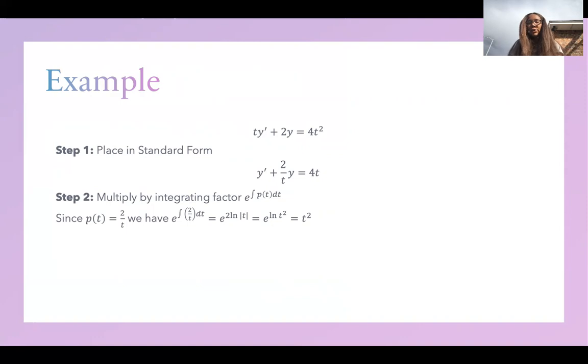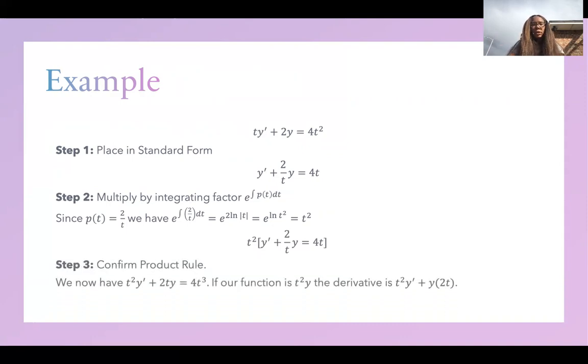And so that's our integrating factor that we're going to multiply everything by. So we multiply t squared times our entire equation. Now let's make sure that that works out, right? So if we multiply this out, we have our first function, t squared. So we have t squared times the derivative of y plus y times the derivative of t squared, which is 2t, which is exactly what we get. So our left side is our product rule, and it's the derivative of the product of t squared and y. So our left side is the quantity t squared y, prime.